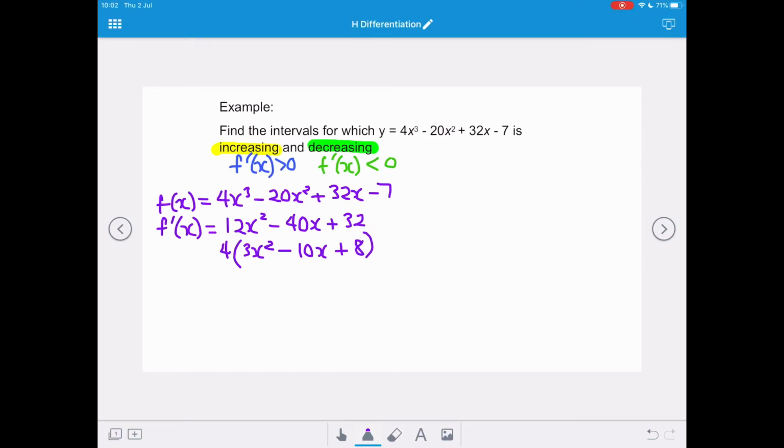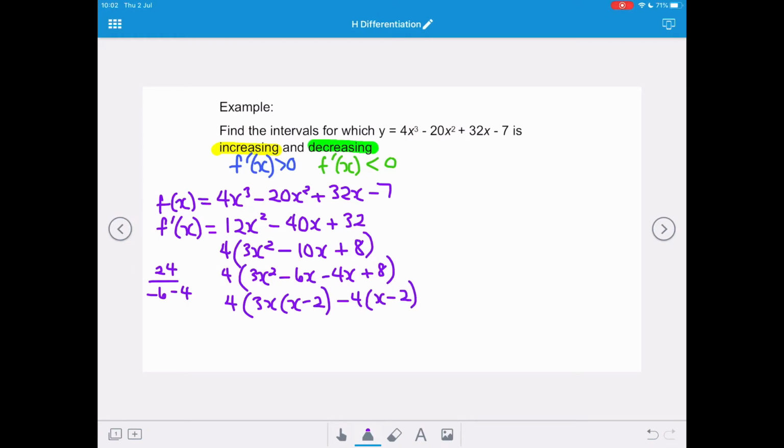And we're going to factorize the bracket. So our magic number is 24, and we need factors of 24 that are going to add together to give us -10. So that's -6 and -4. So we're going to substitute them back in. So we've got 4(3x² - 6x - 4x + 8). We're going to factorize the first two terms, so we've got 3x as our common factor, 3x(x - 2) - 4(x - 2). And that means that we can calculate our roots using the brackets 4(3x - 4)(x - 2).